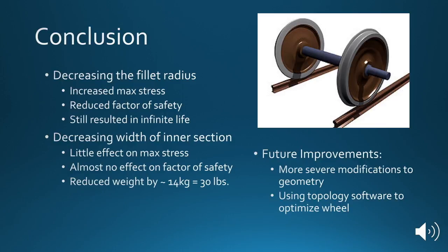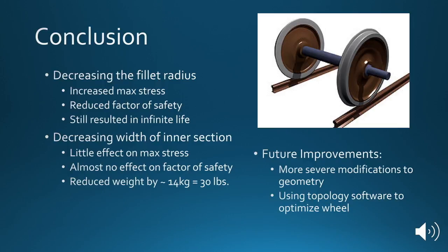Here is the conclusion of our results. Decreasing the fillet radius from the first design increased the max stress, reduced the factor of safety, but still resulted in infinite life. Decreasing the width of the intersection had little effect on our maximum stress, almost no effect on the factor of safety, and reduced our weight by 14 kilograms or about 30 pounds. While we also originally looked at deformation of the wheels, it was pretty much negligible for all of our designs, so we decided to focus on other elements instead.